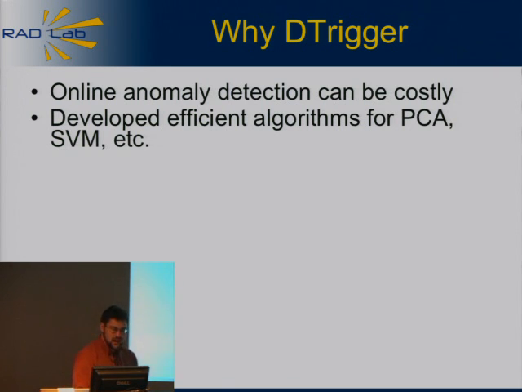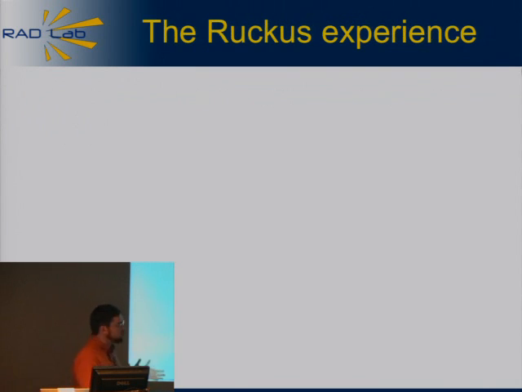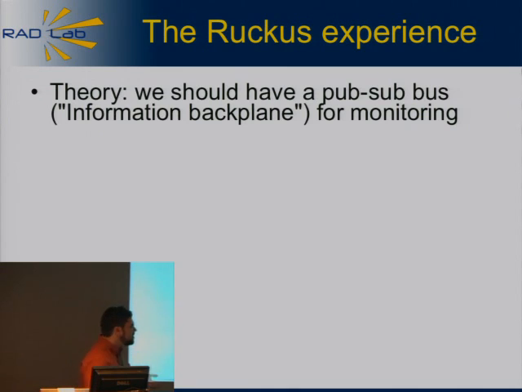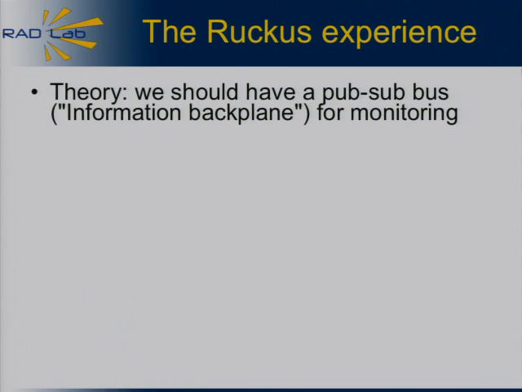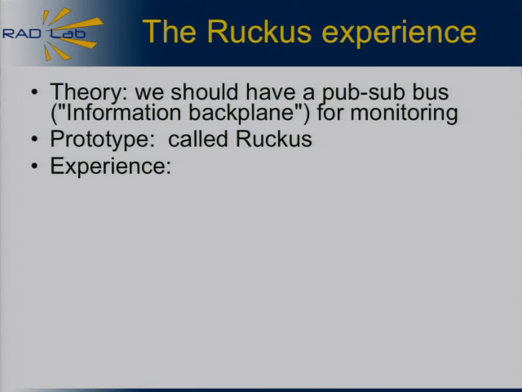Having seen that, we said, well, we need some sort of instrumentation backplane to tie everything together. The theory is that we would have this giant pub-sub bus that would handle all the monitoring data and connect everything together. And we wound up calling it Ruckus because it was the backplane for the RAD Lab instrumentation and observation layer, RIOL. It's gone away, and I'm going to tell you why.